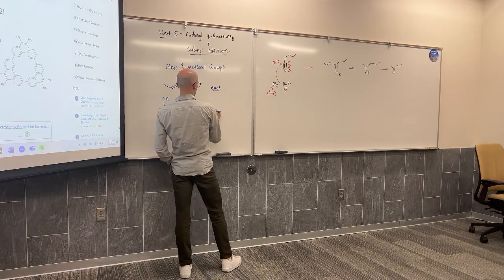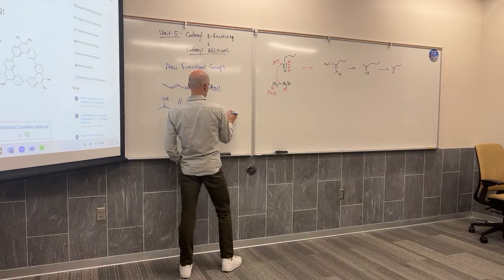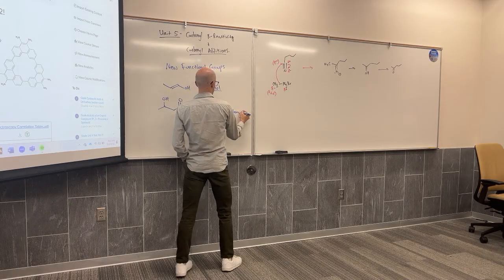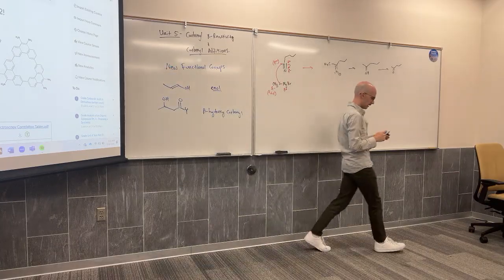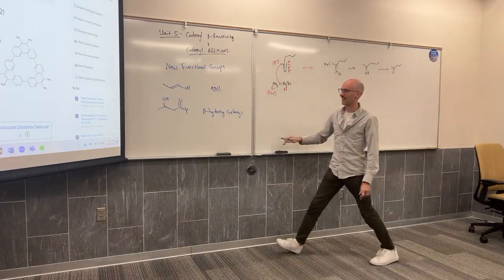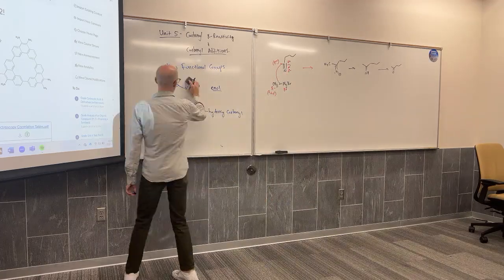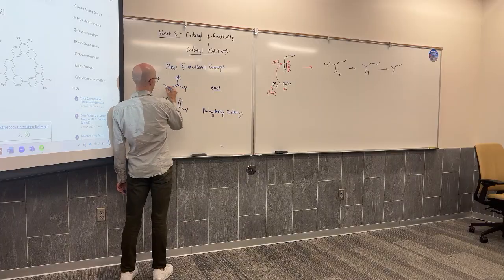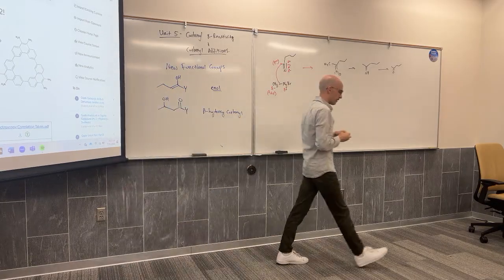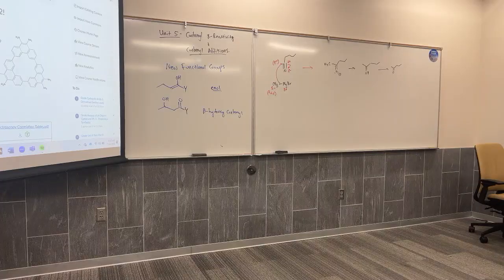This is a beta hydroxycarbonyl. I'm going to put Y attached. I'm sorry, this might look a little awkward. I'm going to put Y attached next to the enol as well. The Y that I'm using here in place of R, I'm trying to indicate to you that this could be an ester, this could be an aldehyde, this could be a ketone.